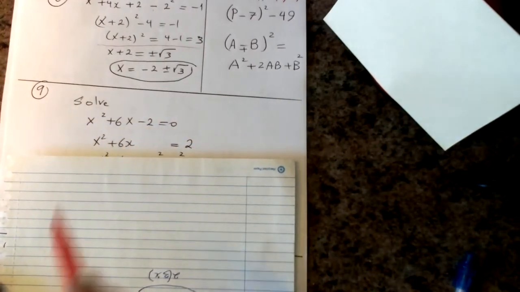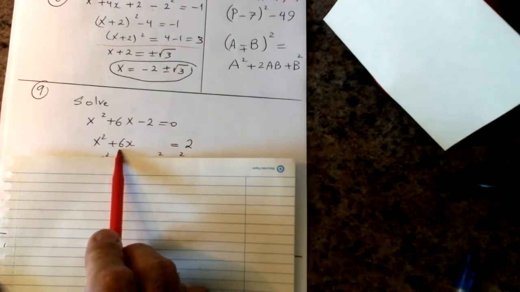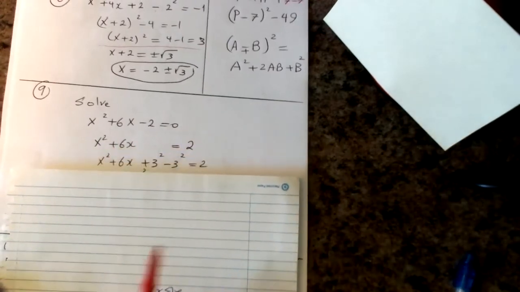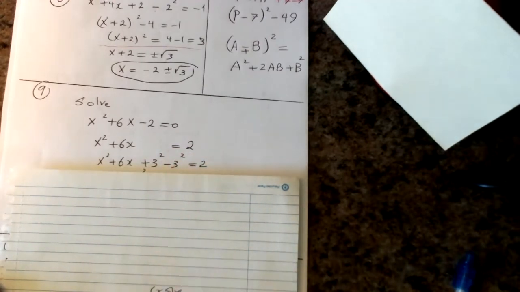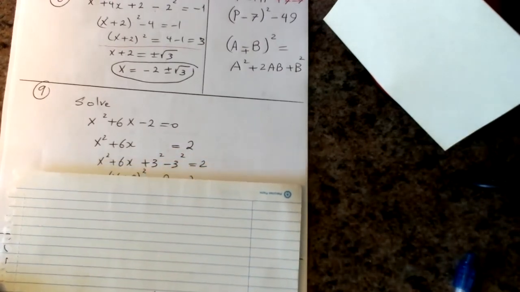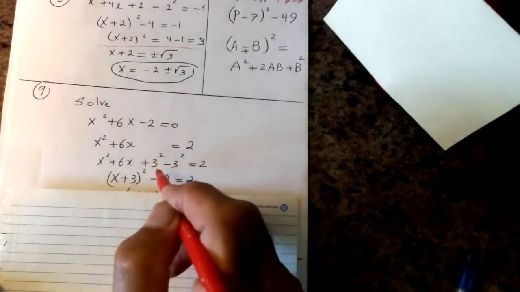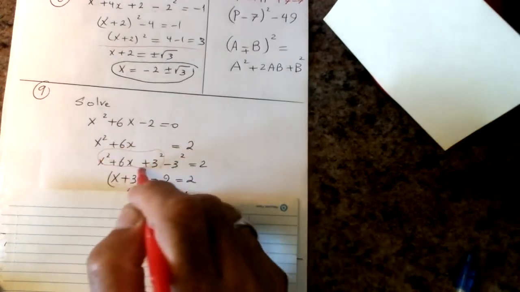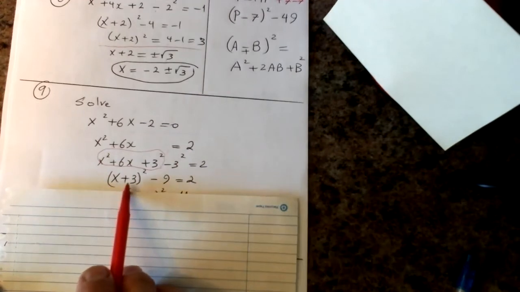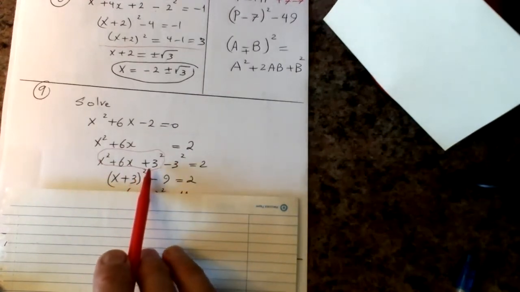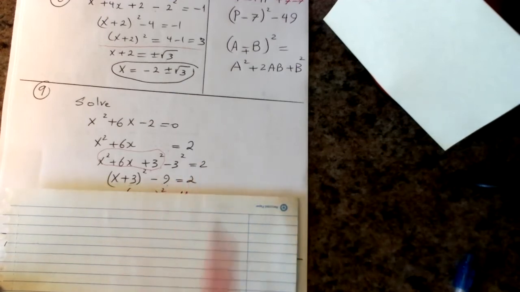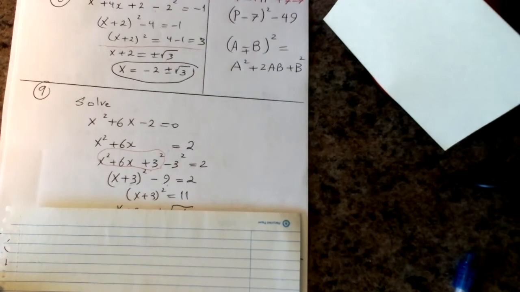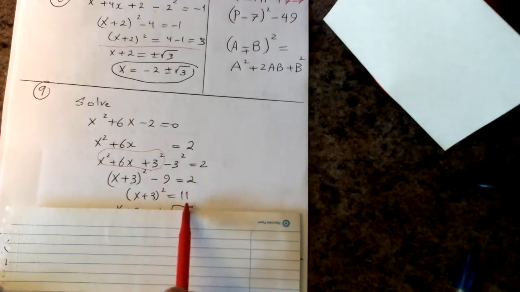Then you take half of this 6, which is 3, and write here 3 to the power of 2 minus 3 to the power of 2 equal to 2. Then this 3 is x plus 3 to the power of 2 according to that formula. Minus 9 equal to 2. And then I'll move minus 9 to this side. 9 plus 2 is 11.